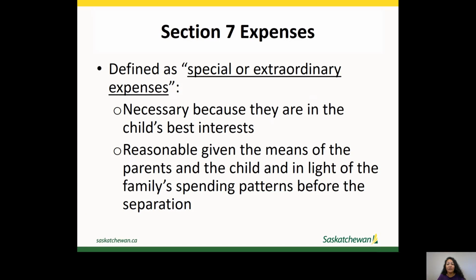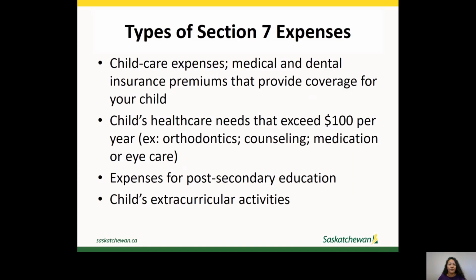Some children require special or extraordinary expenses in addition to the table amount. Some parents pay Section 7 expenses and some do not. It is possible to pay child support without paying Section 7 expenses. These are expenses a payer may be required to pay above and beyond the basic amount of child support outlined in the child support tables. The federal guidelines define special or extraordinary expenses as necessary because they are in the child's best interests and reasonable given the means of the parents and the child in light of the family's spending patterns before the separation.